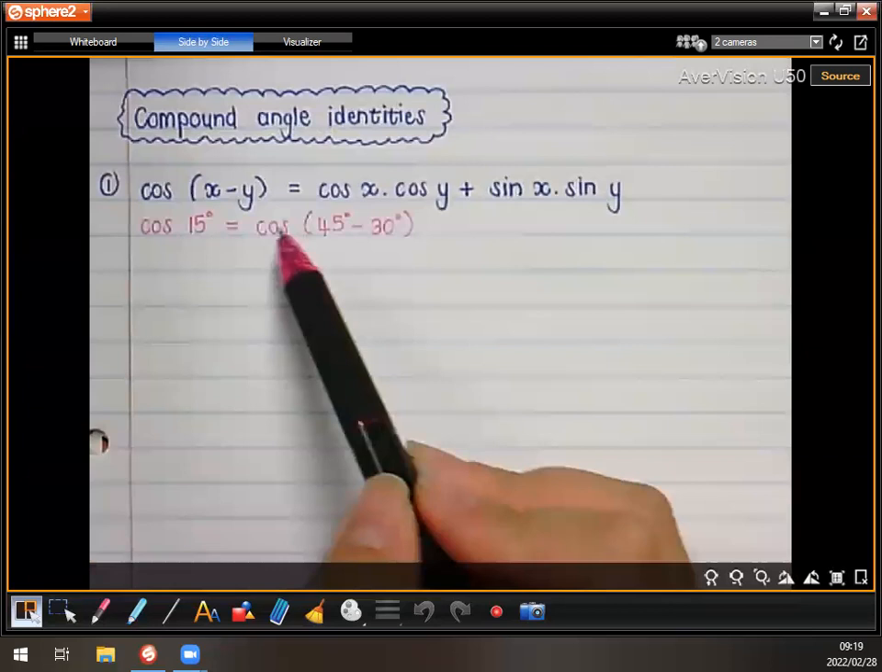So what we can do is say, isn't 15 the same as 45 minus 30? What's 45 minus 30? That is 15. So I am writing 15 as a compound angle of angles that we actually have in our special triangles. This is just an introduction example. We are going to do lots more of them.